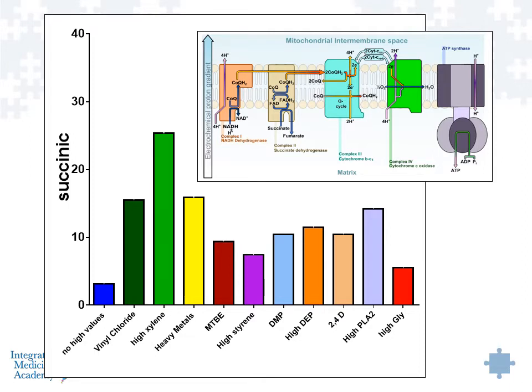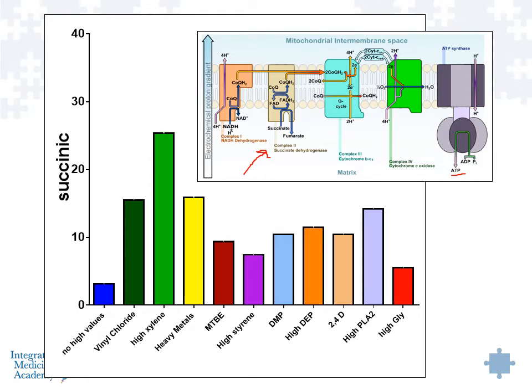Succinic is an interesting marker because it's linked to complex 2 of the electron transport chain, which is what makes the bulk of ATP. And this one is often elevated in the presence of chemical exposure. It can also be high in heavy metal exposure. I have seen cases where the succinic was elevated because of mold.